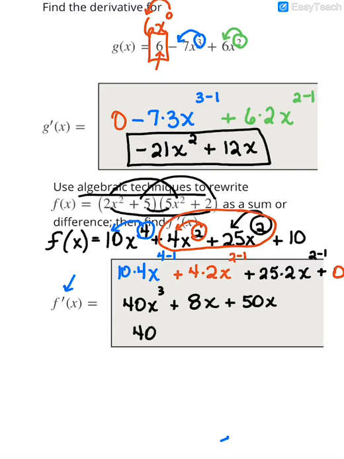So on my final answer, I have my 40x to the third, plus, when I combine those, a 58x, and that is my final answer for the derivative.